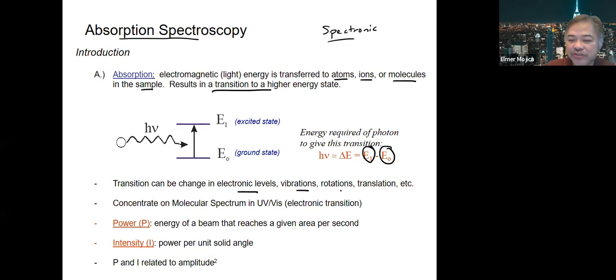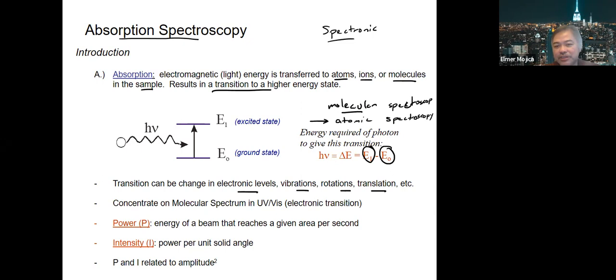And the one that we're going to talk about is the one involving molecular spectroscopy. Because as you know, there is also atomic spectroscopy. So atomic spectroscopy is what? Three-letter word, three-letter.